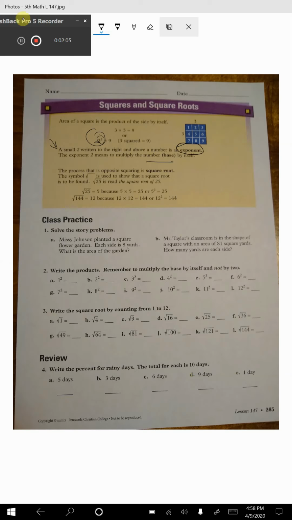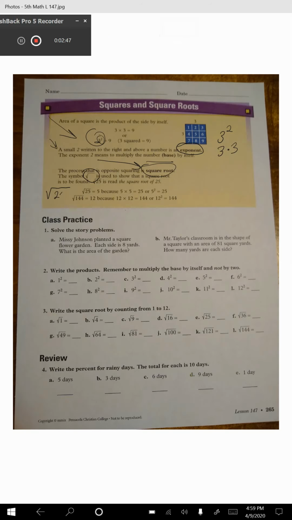The process that is the opposite, and this is the part I have not talked to you guys about, is square root. So squaring something is 3 to the 2 power would be 3 times 3. That's squaring something, okay? The opposite of that is square root. And that is shown by this symbol right here. And you make it by making like a little check and turning it into a division box. The symbol square root is used to show that a square root is to be found.